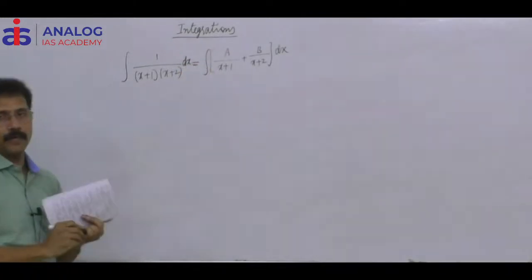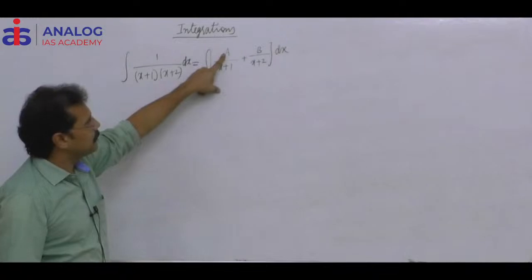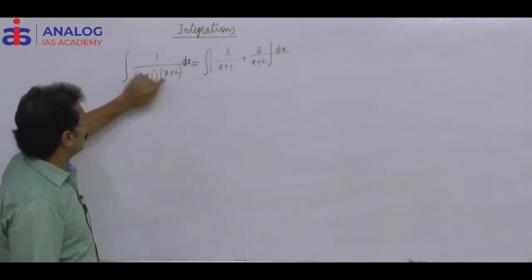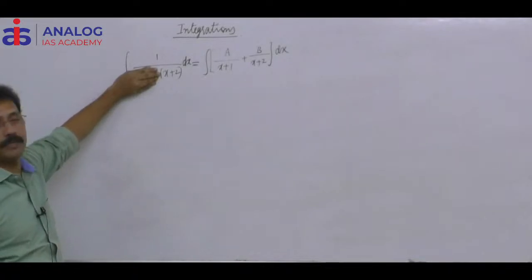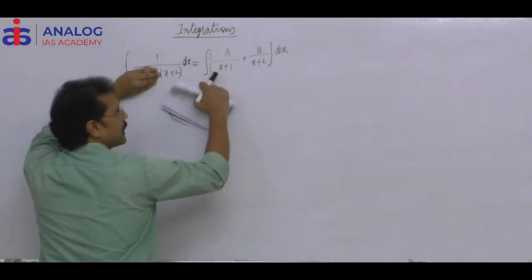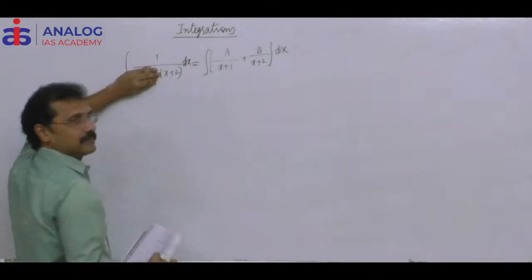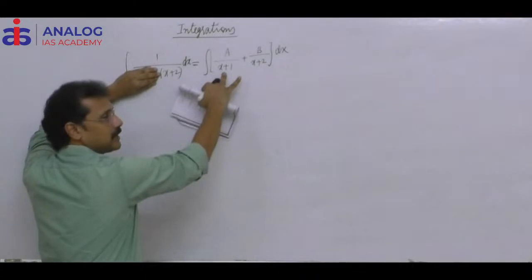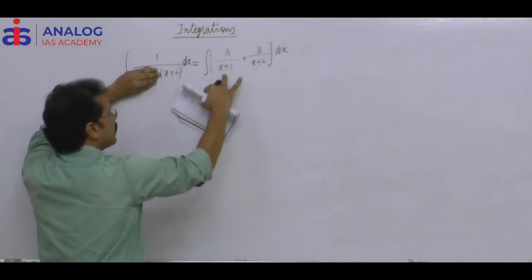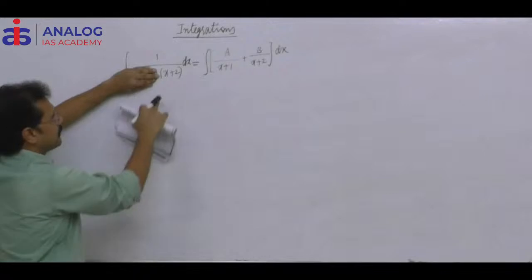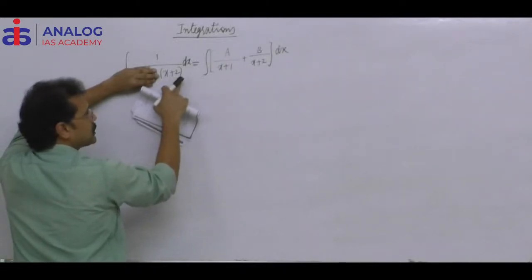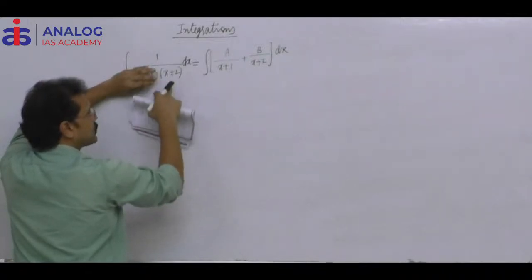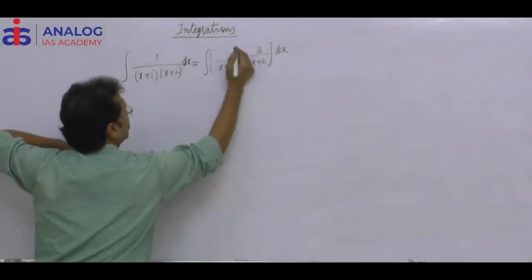Okay. So in order to get the value of A, first you close the corresponding term here. So what remains is 1 by x plus 2, and substitute x equal to minus 1, because x plus 1 is here. In order to find the numerator of this, close this x plus 1 here and substitute x equal to minus 1. So minus 1 plus 2 is plus 1, 1 by plus 1 is 1. So A is 1 here.